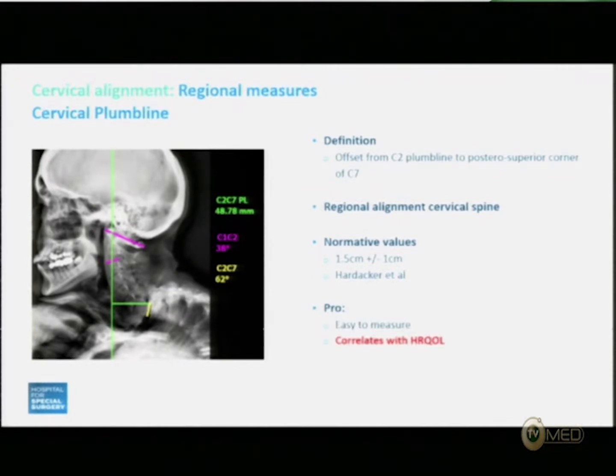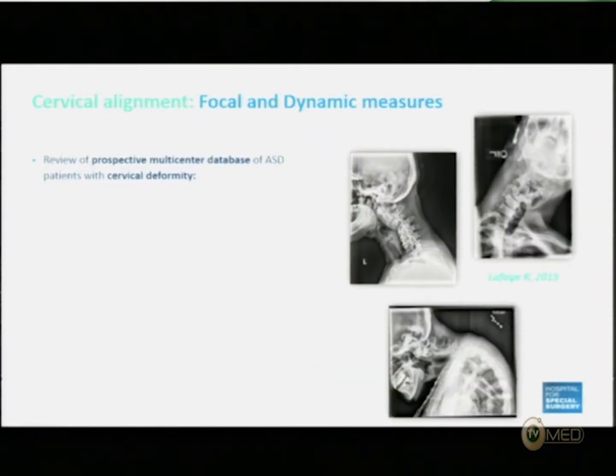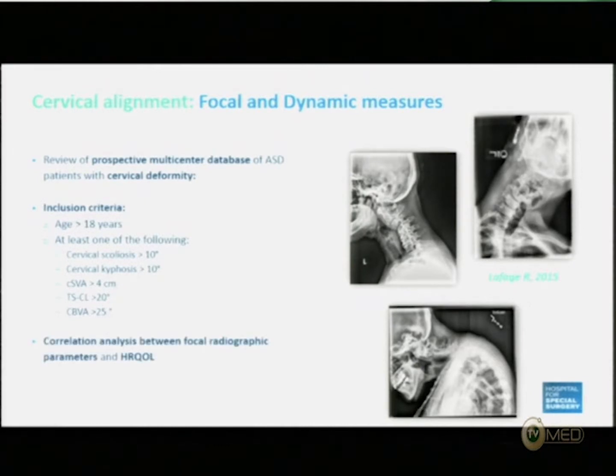The plumb line correlates with clinical outcome, but the problem is that, like any plumb line, as soon as I move, my plumb line is going to move. So it's a moving target. It's difficult really to assess. From a focal and dynamic point of view, we did two studies. One was on cervical deformity, and the other one was on cervical myelopathy. And we tried to look at all those parameters and say, hold on, which ones are relevant? Which ones correlate with the patient's symptomatology?